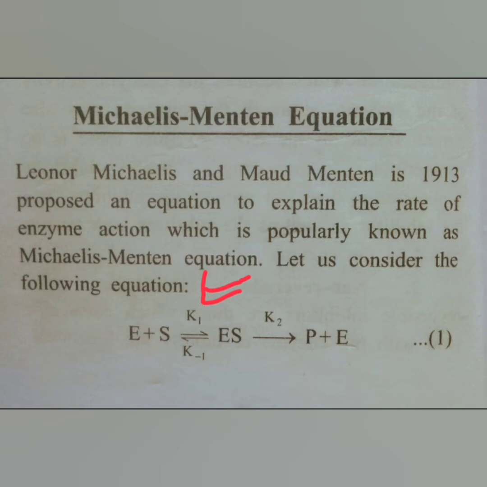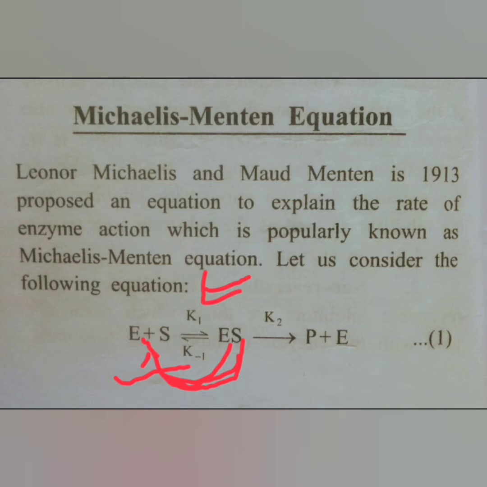Now, actually, when this ES complex forms, it may revert back to E plus S. Sometimes the substrate, instead of forming a product, may be released back from the enzyme without forming a product. This backward reaction, that is the dissociation of the substrate from the enzyme, or the breakdown of ES, is given by K minus 1. When the ES breaks down to give rise to E and S, it is given by the rate constant K minus 1.